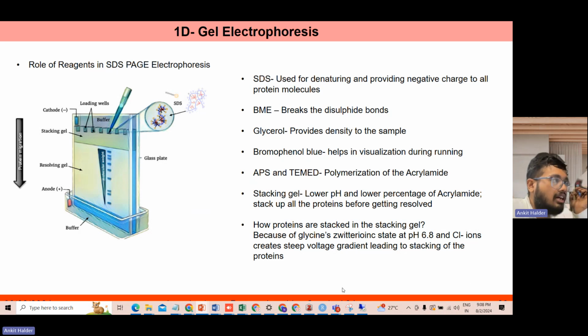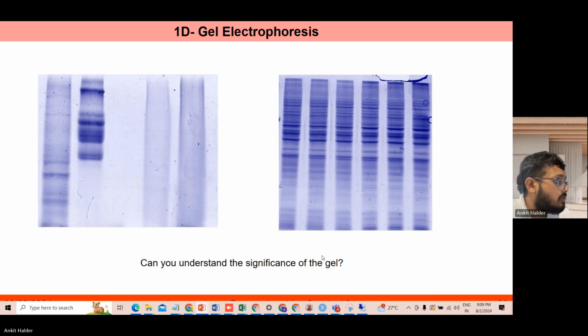So if you are asked how the proteins are stacked in the stacking gel, this is the mechanism through which it is done: the glycine's zwitterionic state at pH 6.8 and chloride ions create this steep voltage gradient that leads to the stacking of the proteins. Okay.